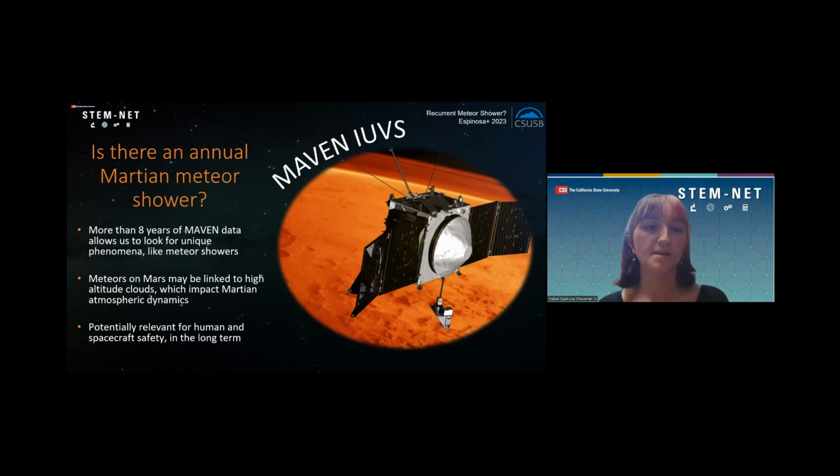We're hypothesizing that meteor showers on Mars could be linked to high up in the atmosphere and that they impact Martian atmosphere dynamics. And this is important because it could potentially help spacecraft safety if we watch out for things in the atmosphere. And it's also relevant if we could find something about how meteor showers happen on Mars, it could be applied to other planets as well.